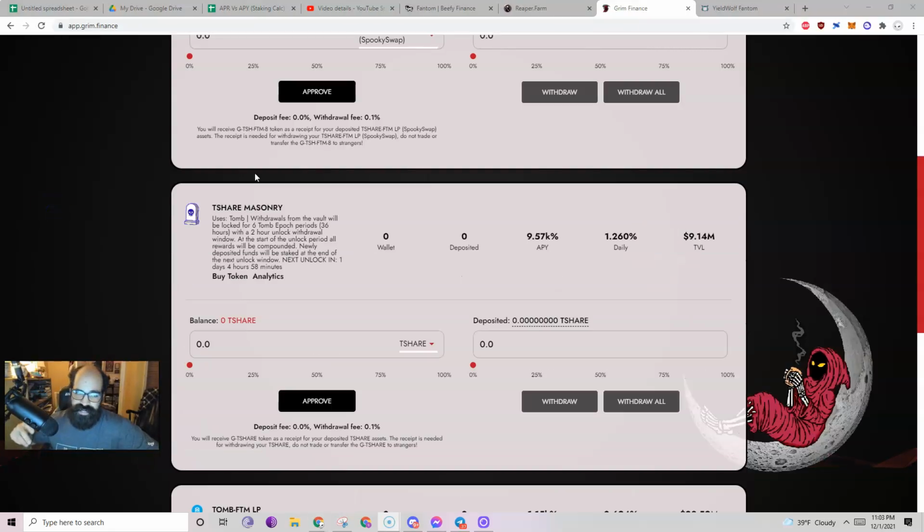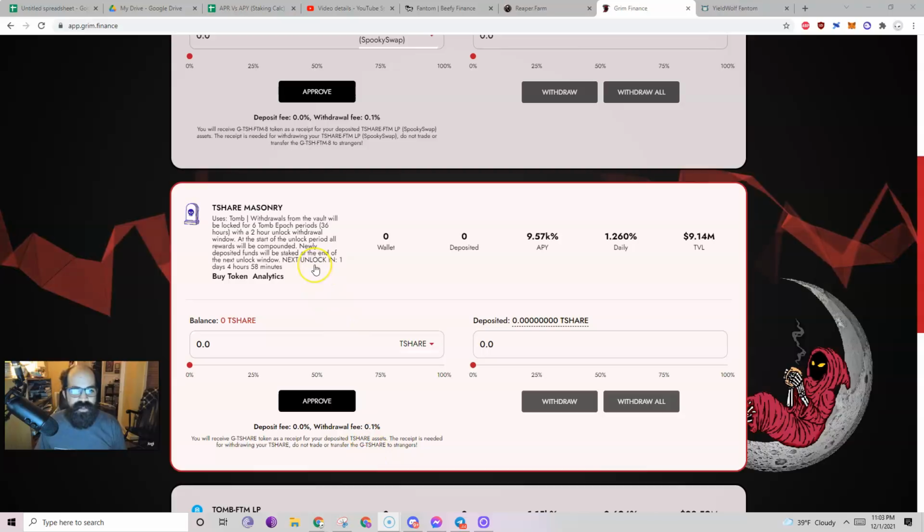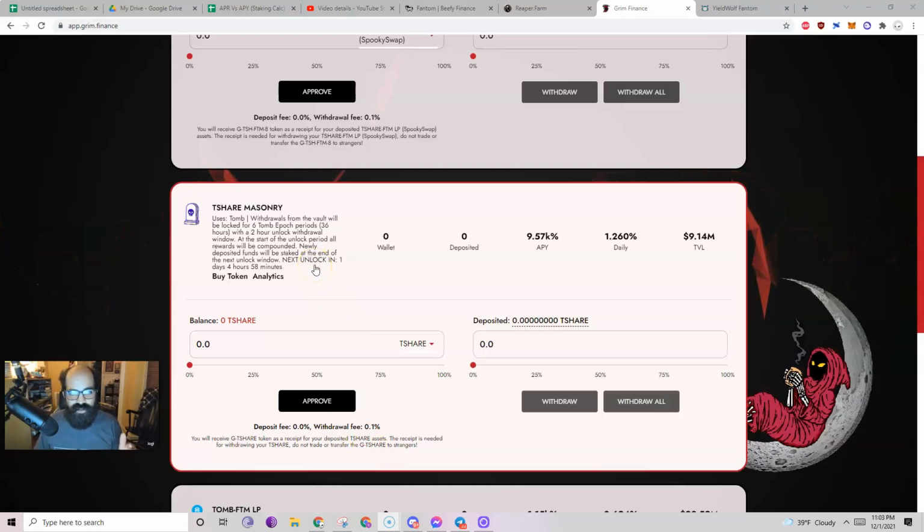So you should understand the T-share masonry and how it works. So basically, you can only withdraw your T-share for a 2-hour period once every 36 hours, which is pretty important to know before you enter this particular pool. Now, there is no deposit fee and there's only a very small withdrawal fee. What you also have to know is that your deposit won't be staked until the end of the next unlock window. You see the next unlock window here is in 1 day and 4 hours.